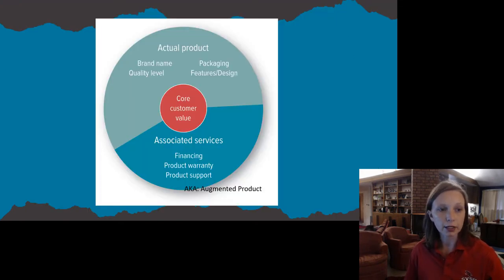When we think about a product, it can be split into a couple different components. We have the actual product, which includes the brand name, the level of quality, packaging, and then the features and design of the product. And then we have associated services that firms will include to set themselves apart from their competitors. So things like financing, warranty, product support. This is also known as an augmented product. And in the center of this model, we have core customer value. This is the need that the consumer is trying to fulfill.